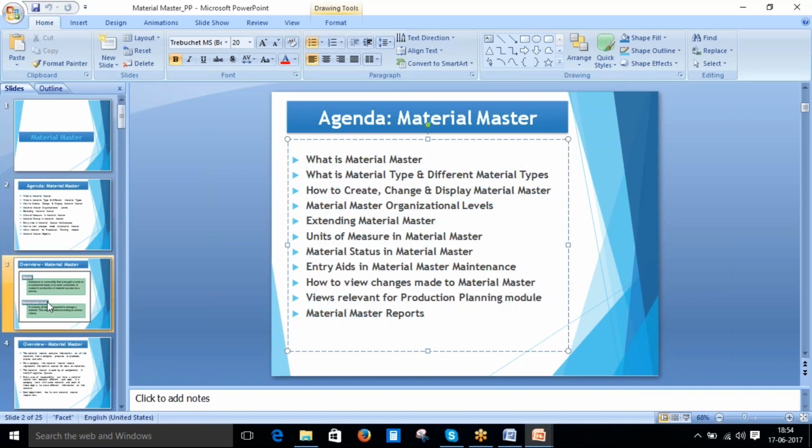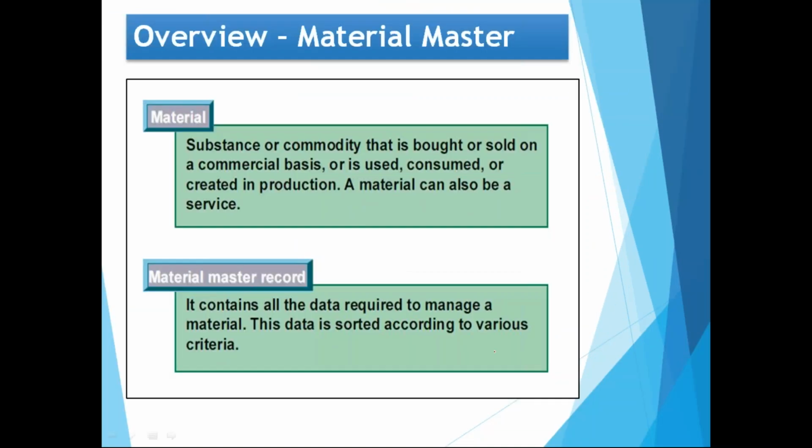Okay. So you might know what a material is. A material can be anything. It can be a substance, or a commodity, or an object, which is anything that is bought or sold on a commercial basis, or is used, consumed, or created in production. Sometimes a material can also be a service. It can be a raw material, packing material, stationery, plant maintenance related service items, engineering items, nut, bolt, anything. Everything can be a material in the system.